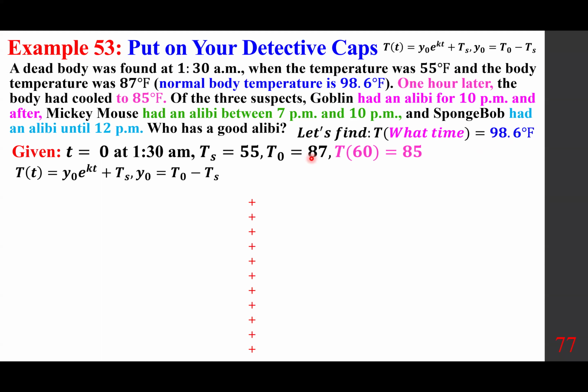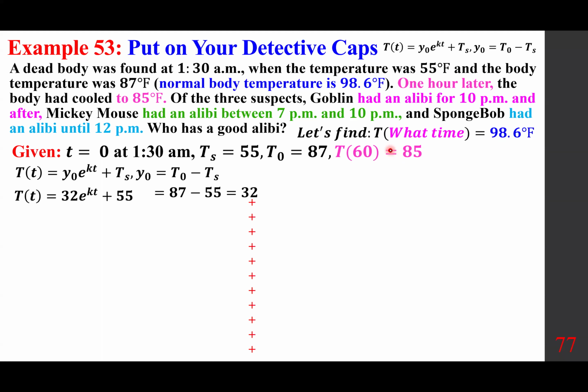So we want to see what is given. T sub 0 is given. T sub S is given. So quickly, their difference, 87 minus 55, is 32. That gives us Y sub 0. And if we put it into this formula, everybody, we say T of t is 32 e to the power of kt plus 55. We have everything except k. So k is missing. So we use this piece of information to find the value of k.